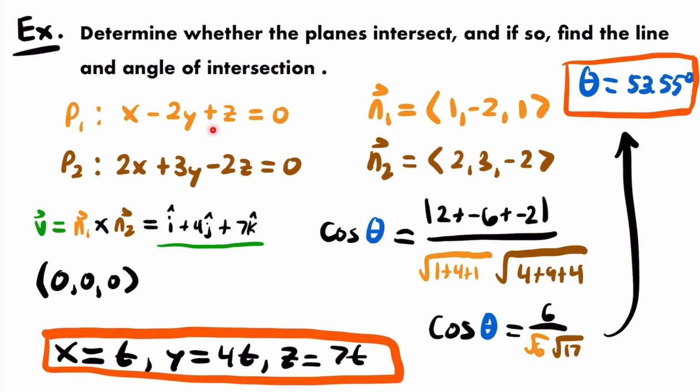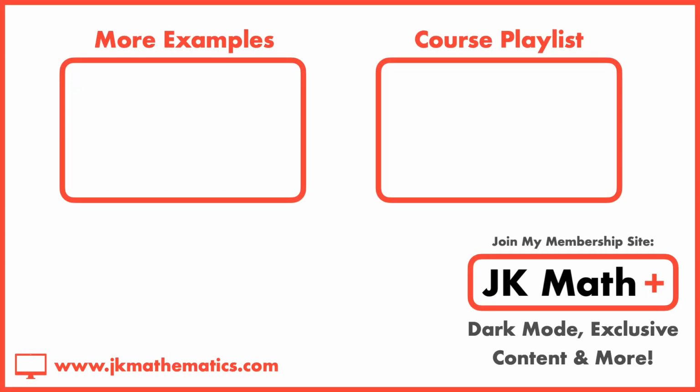And so with that, that's it for this example. That's how you find the angle and line of intersection between two planes. And that was the last type of intersection that I wanted to look at in this lesson.